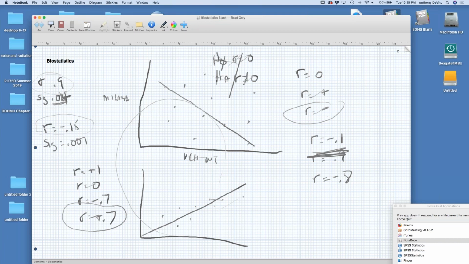It's real. It's not due to chance, right? Even though it's a weak negative association, not very predictable. Okay, so let me talk about this idea of multiple regression and multiple correlation and linear regression. Okay, so let me get rid of this first.